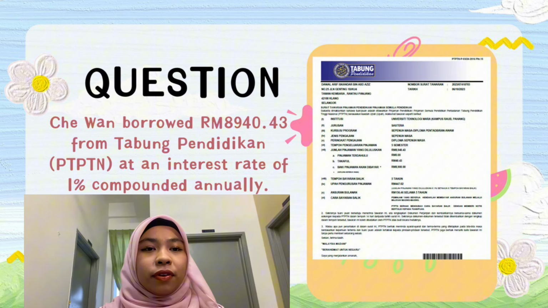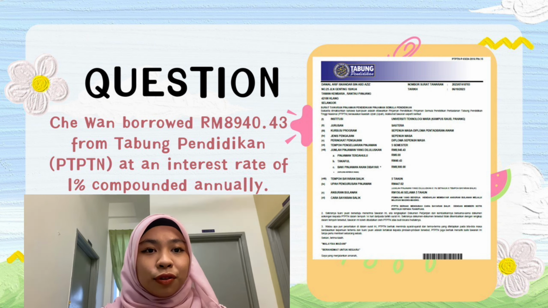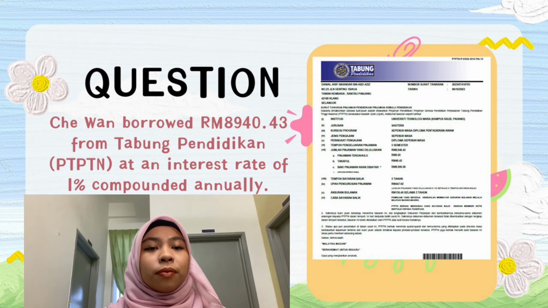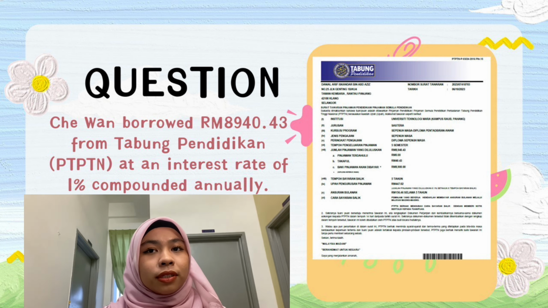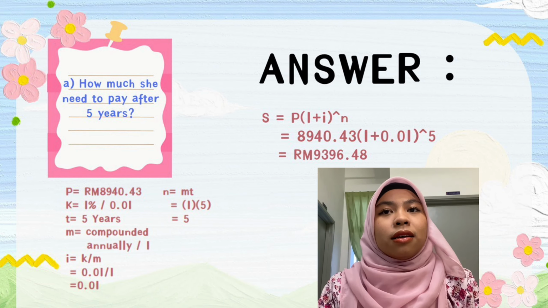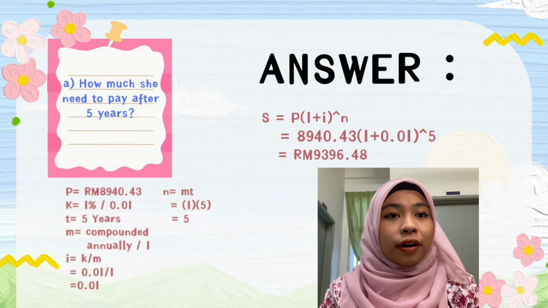Thank you for your application. From the video, we can conclude that Cik Wan borrowed 8,940 ringgit and 43 cents from Tabung Pendidikan PTPTN at an interest rate of 1% compounded annually. So the first question: how much does she need to pay after 5 years?